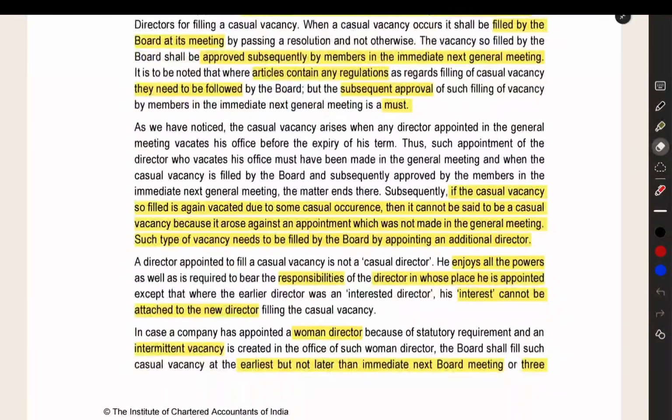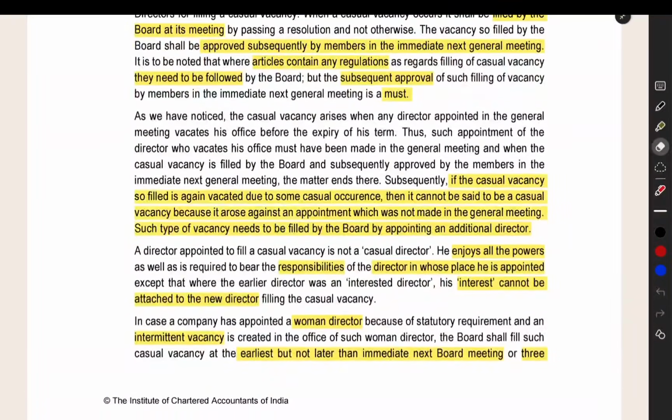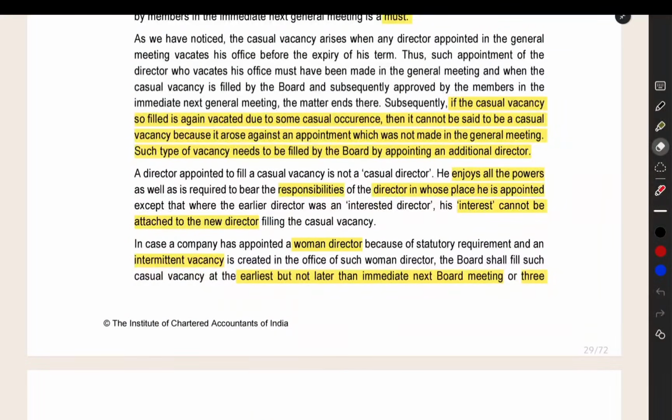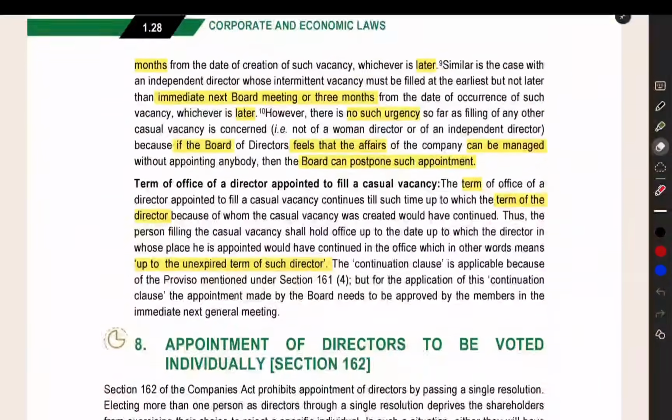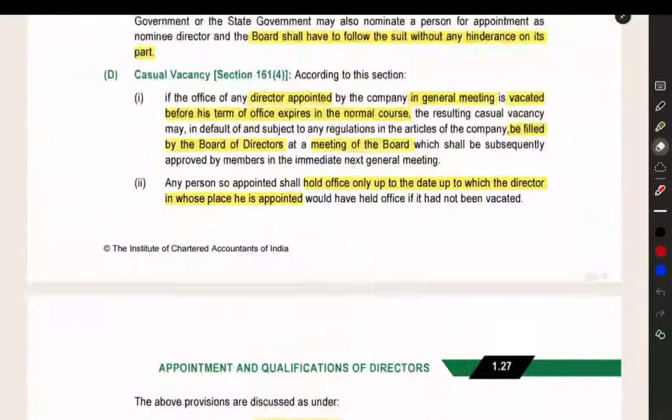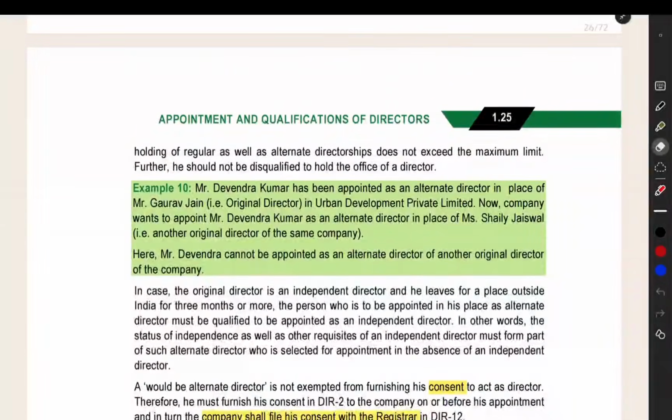If the board of directors consider that we can manage the company even without appointing anyone, they may also make a resolution in the board meeting that we will not appoint anyone in the place of casual vacancy. That also they can do. So this is the point of casual vacancy, additional director, alternative director, and nominee director.